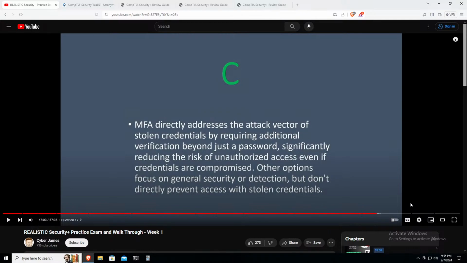Yep, MFA directly addresses the attack vector of stolen credentials by requiring additional verification beyond just a password, significantly reducing the risk of unauthorized access, even if the credentials are compromised. Other options focus on general security or detection, but don't directly prevent access with stolen credentials.